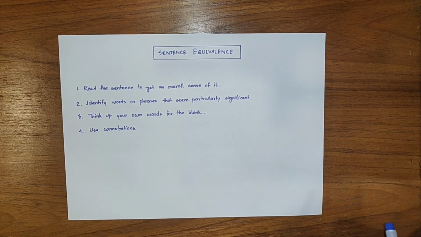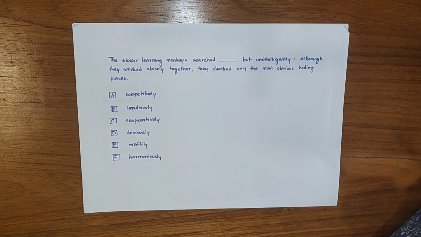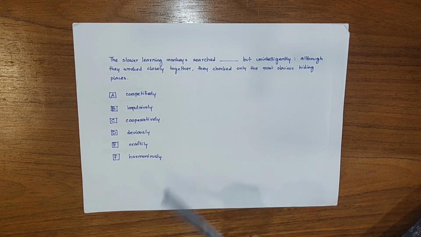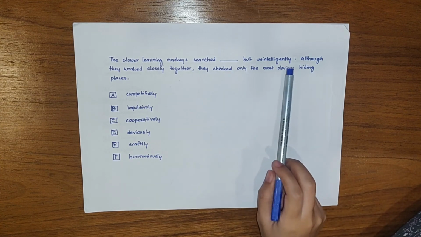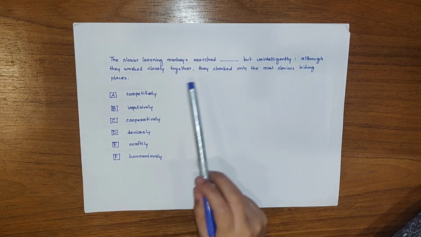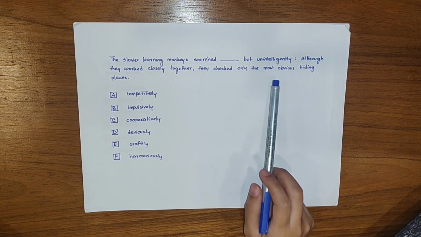And finally, in both question types, it's very important to double check to make sure your chosen word logically and coherently completes the sentence. This is a typical example of a sentence equivalence question. The slower learning monkeys searched blank but unintelligently. Although they worked closely together, they checked only the most obvious hiding places.